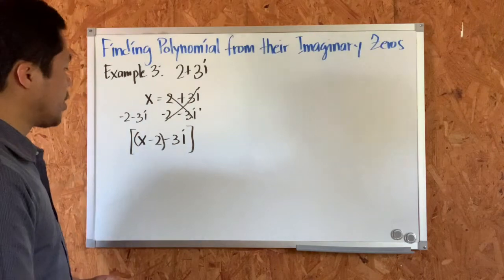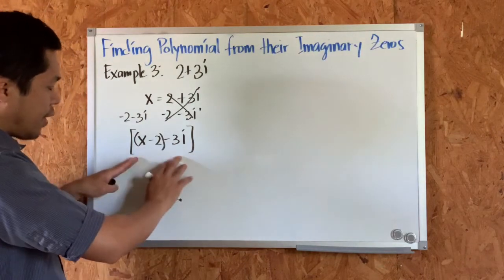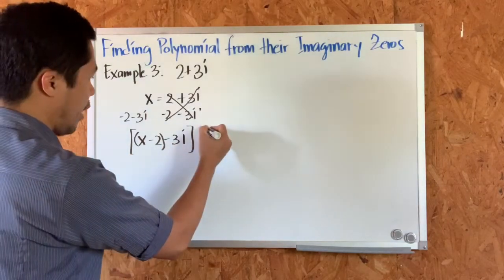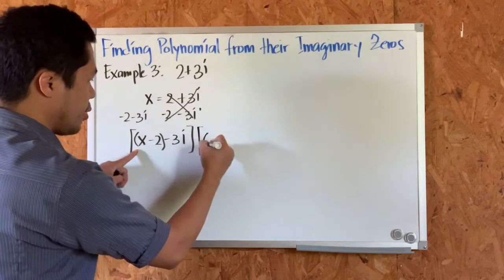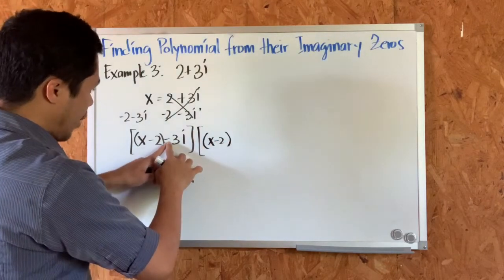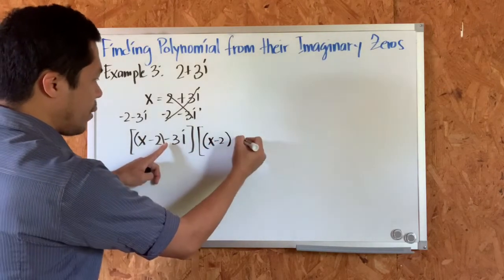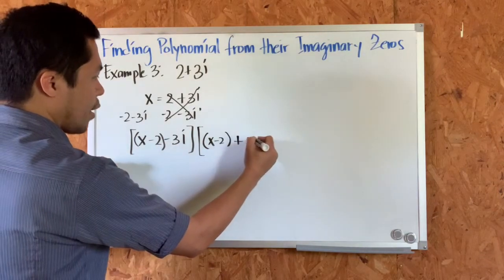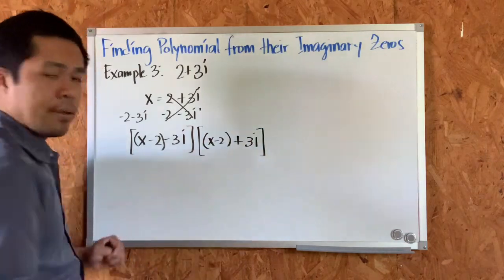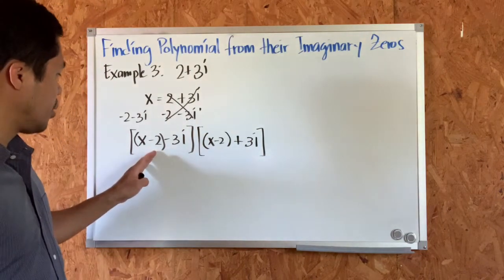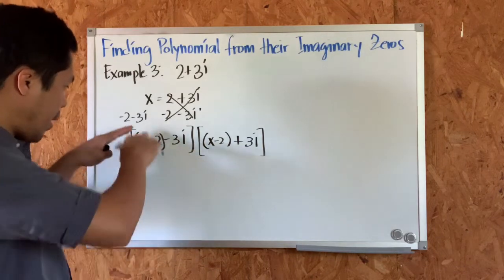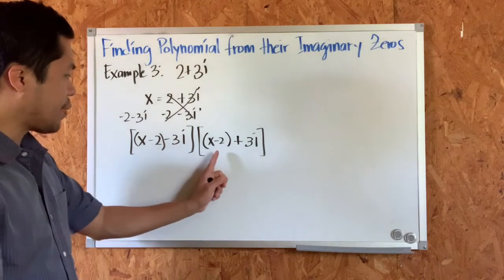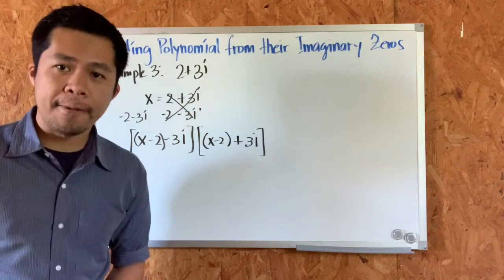So what do you mean by conjugate? You will just simply copy all of this and change the sign of this. From negative, it will be positive. So I will copy x minus 2. It's the same. Now instead of subtraction or minus, it will be plus. That's the conjugate of this complex number, 3i. So x minus 2, in parentheses, that's in one group, minus 3i times its conjugate, x minus 2 plus 3i.